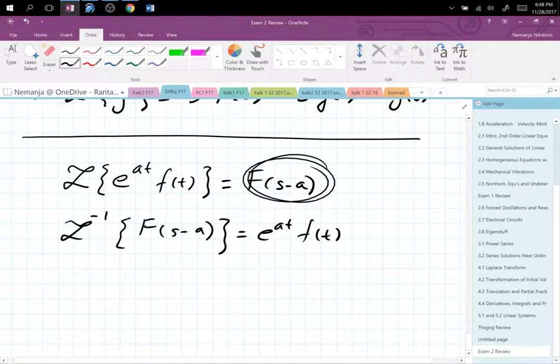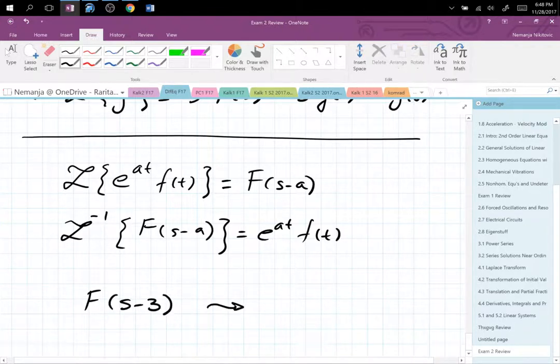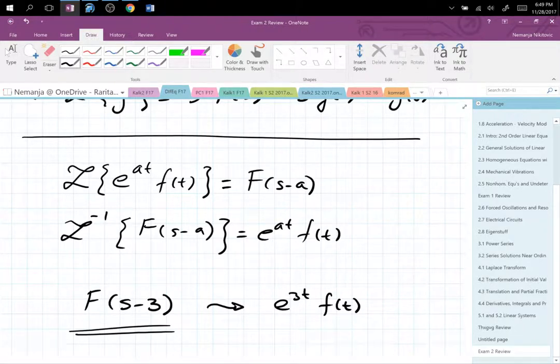So translation is right here. If you have F of s minus 3, that means on the other end that you had e to the 3t times f of t. That's technically all it is. Whatever you have here is the exponent of e. So the frequency domain gets shifted to the right. If you draw the graph for the frequency domain, it's shifted 3 units to the right, but the function in the time domain actually got multiplied by e to the 3t.